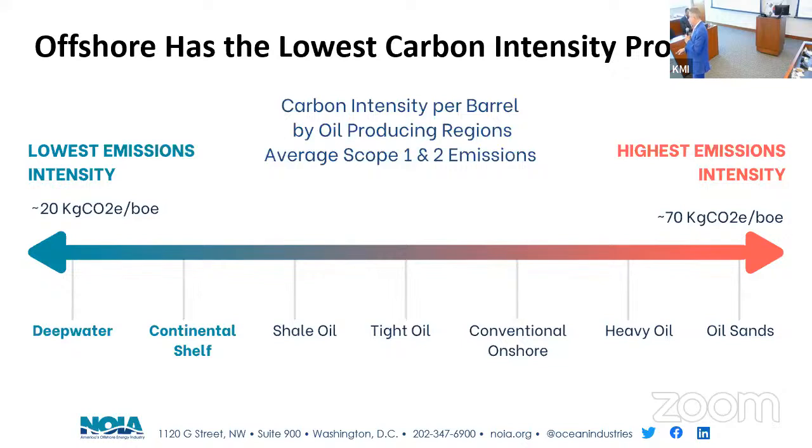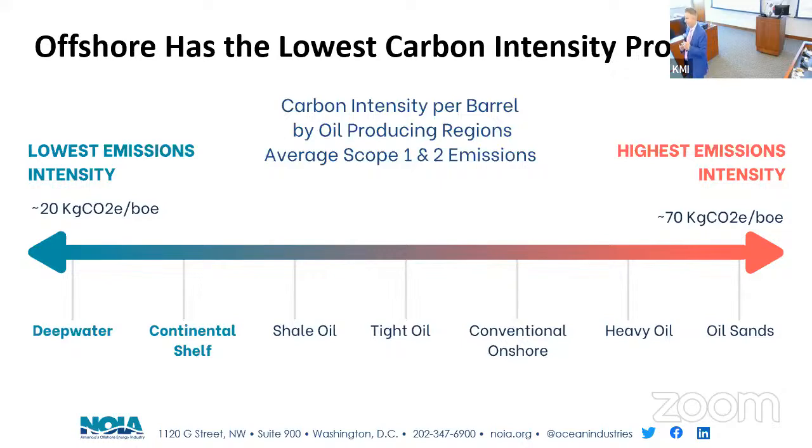Now, they're making a decision as to where to invest in oil and natural gas, and they're doing that based on carbon intensity. So offshore oil and gas production is proven to be the lowest emissions production because it's at such a scale. You have less opportunities for leakage. You're able to manage it.